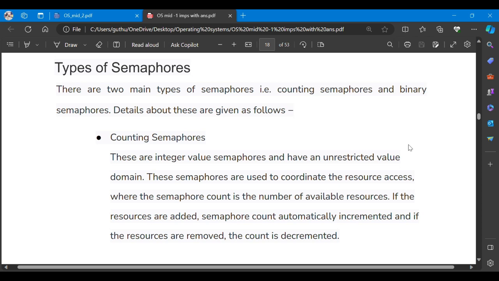So in this video we will be learning about the types of semaphores. There are two main types of semaphores: one is counting and one is binary semaphores, as given in the video. So what are counting semaphores?